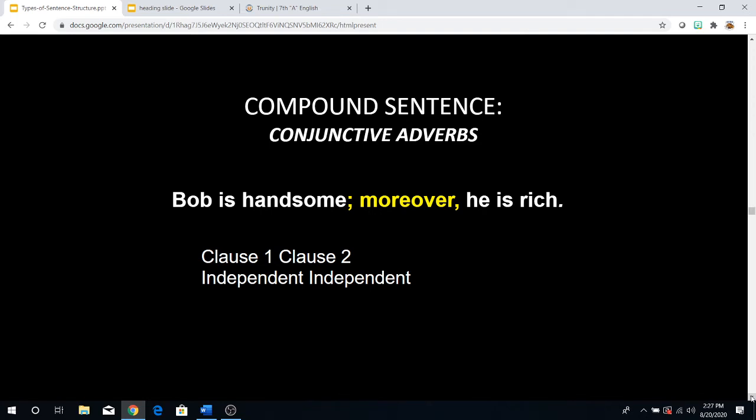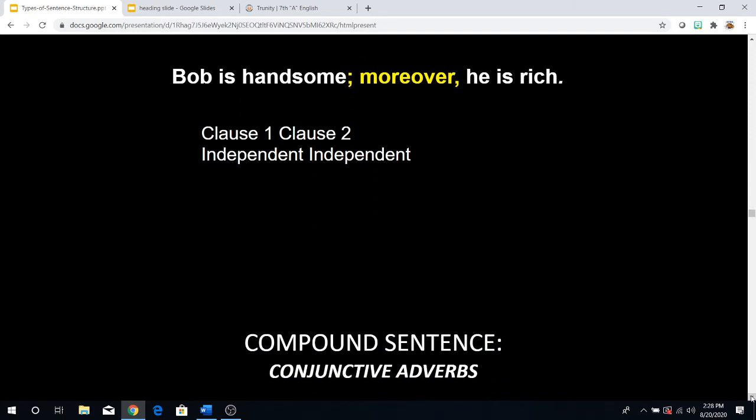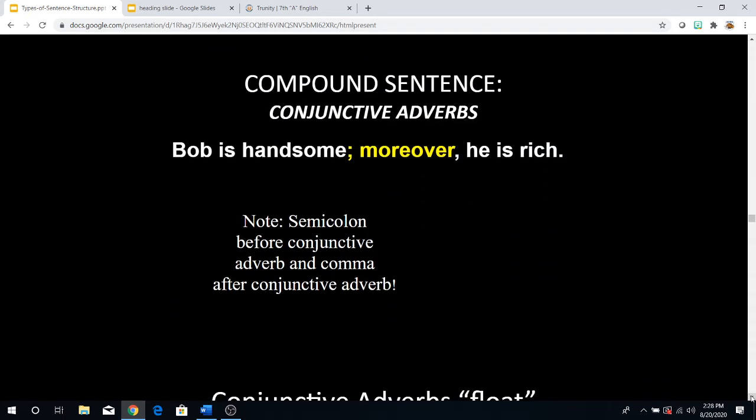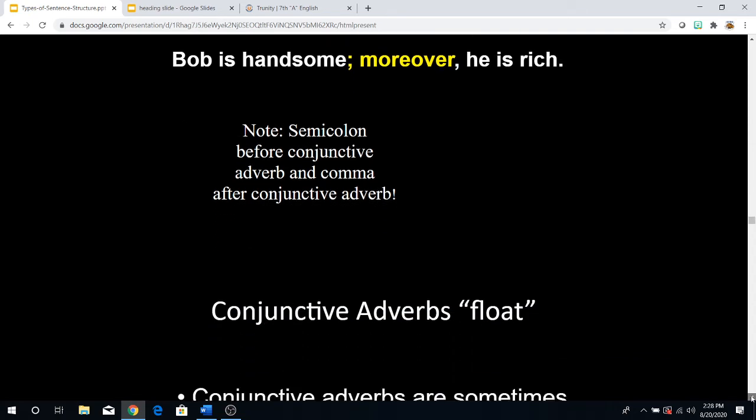As you can see, the semicolon, which is the dot and a comma, is in yellow. So is your conjunctive adverb, moreover, and we also have the comma after the conjunctive adverb. Clause 1 is independent and clause 2 is independent as well. Compound sentence, still with the conjunctive adverb moreover. Take note: the semicolon goes before the conjunctive adverb and the comma after it.